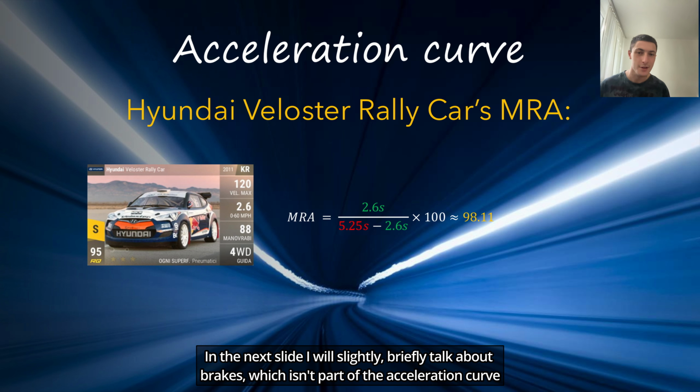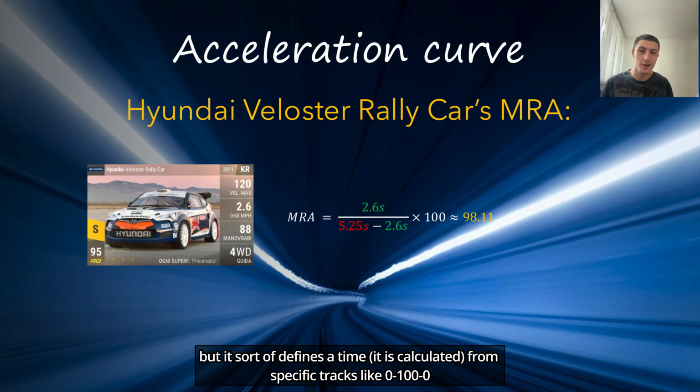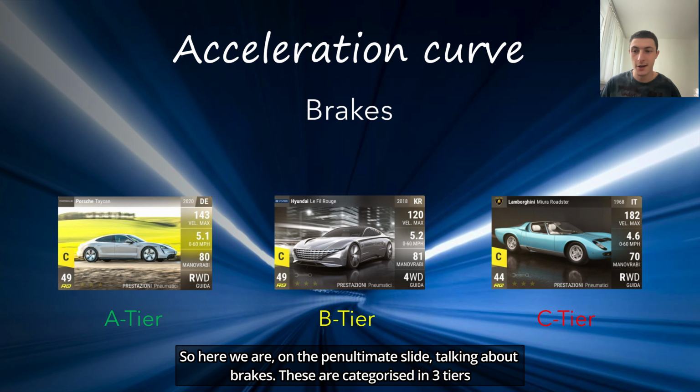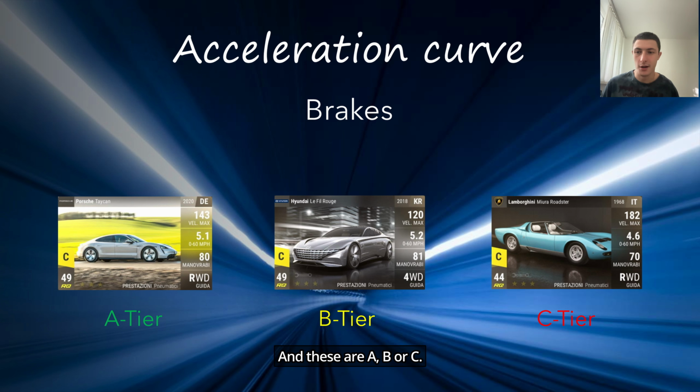In the next slide, I will briefly talk about brakes, which isn't part of the acceleration curve, but it sort of defines a time for specific tracks like 0 to 100 to 0, where basically brakes are used. So let's jump into the next slide as well. Here we are on the penultimate slide talking about brakes. These are categorized in three tiers, and these are A, B, or C.